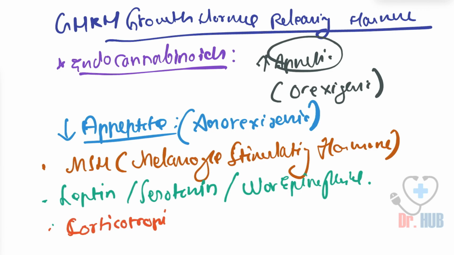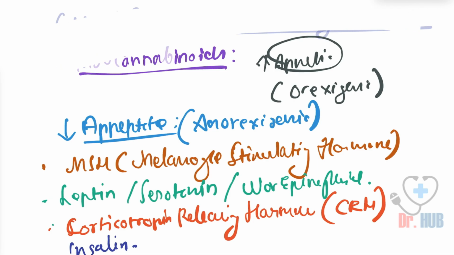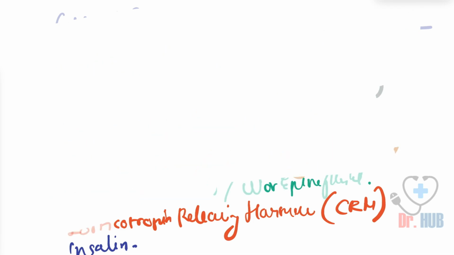Then we also have the corticotropin releasing hormone, that is nothing but the CRH. Then comes the insulin as well. Next, under the decreased appetite, there is also the presence of the CCK. CCK is nothing but the cholecystokinin.